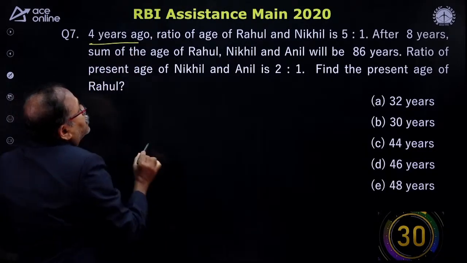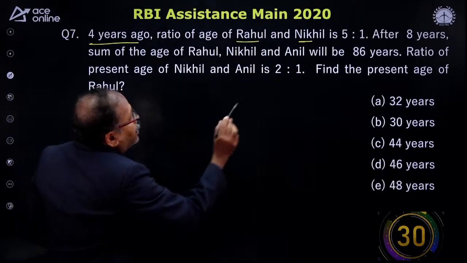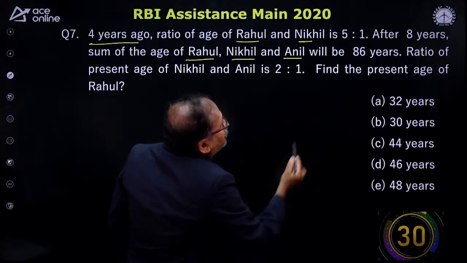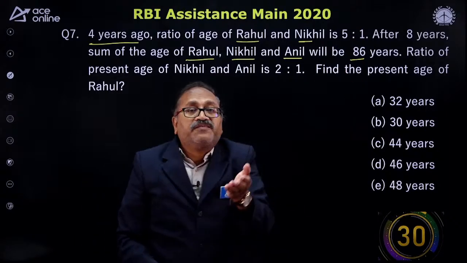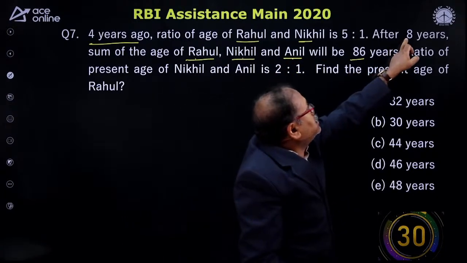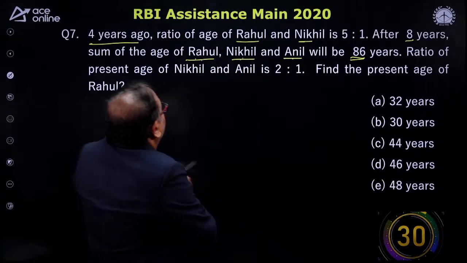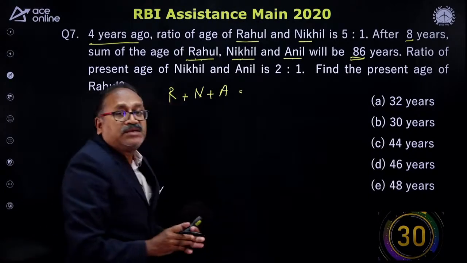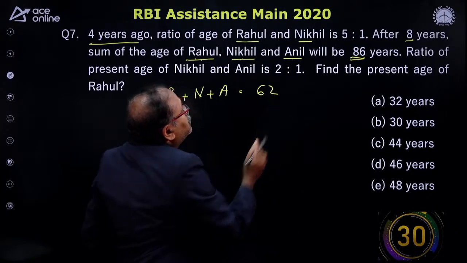4 years ago, the ratio of the ages of Rahul and Nikhil was 5:1. And after 8 years, the sum of the ages of Rahul, Nikhil and Anil is 86. So if I take out three 8s, Rahul 8 years, Nikhil 8 years, Anil 8 years, because this is the sum after 8 years, I will get the present ages of Rahul plus Nikhil plus Anil. So 8 times 3 is 24. Take 24 out from 86, you are getting 62. So this is given to us.